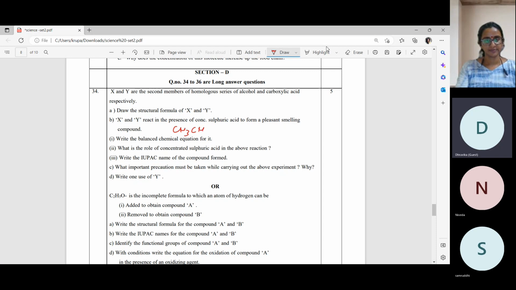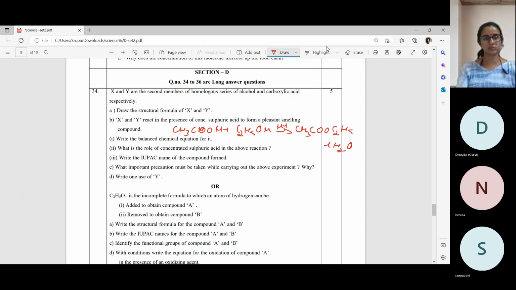C2H5OH plus CH3COOH gives CH3COOC2H5 plus H2O. Perfect. Okay, so this is our equation, and this is your pleasant smelling compound. All right. Do you know the IUPAC name for this?